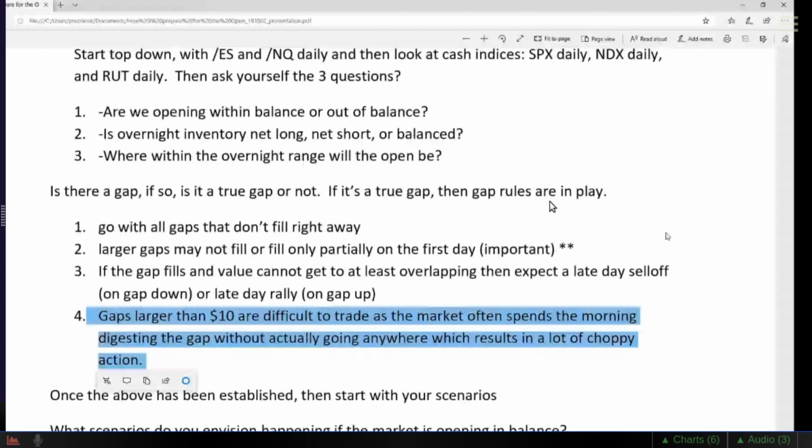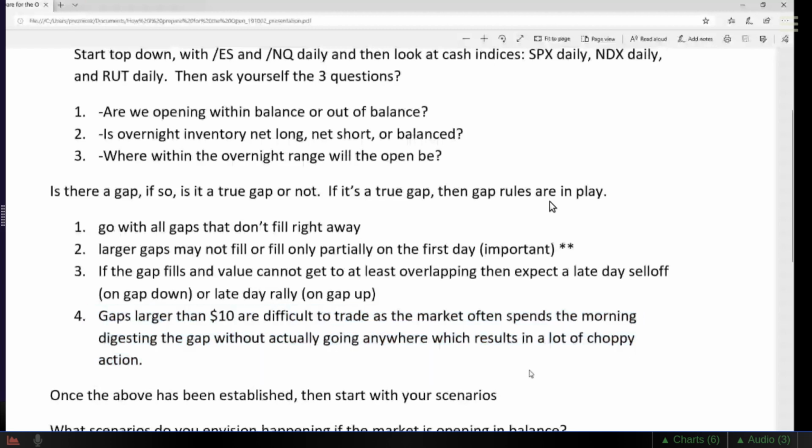Okay, so be careful on large gaps. I usually tell newer traders that their best bet is to not trade ES on large gap days. If the gap is larger than $10, sit on your hands and consider that a non-trading day. At the very least, cut your size down in half. These larger gap days are difficult to trade.